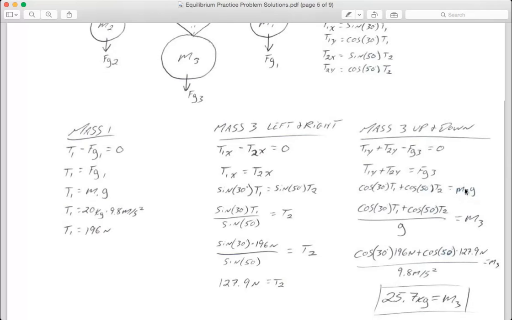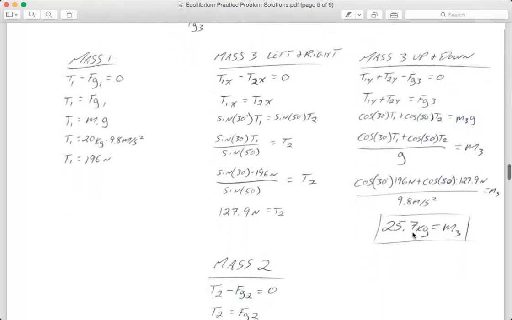I'm trying to solve for m, so I'm going to do a little algebra, divide g over to the left side. That's why it's in my denominator on the left now. And I can plug in my numbers. I know T1 is 196 newtons. I know T2 is 127.9 newtons because I just solved for those. And when I plug into the calculator, I get that the mass 3 is 25.7 kilograms.